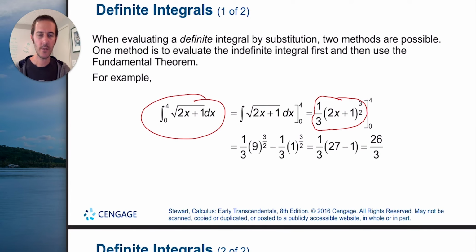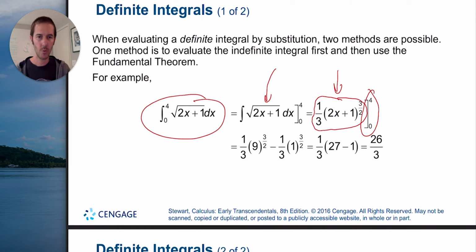So this is the antiderivative. There's some work that has not been shown, but if you took the derivative of this thing, you would see that you do indeed get the square root of 2x plus 1. And then, once you have your antiderivative, we have to evaluate from 0 to 4.